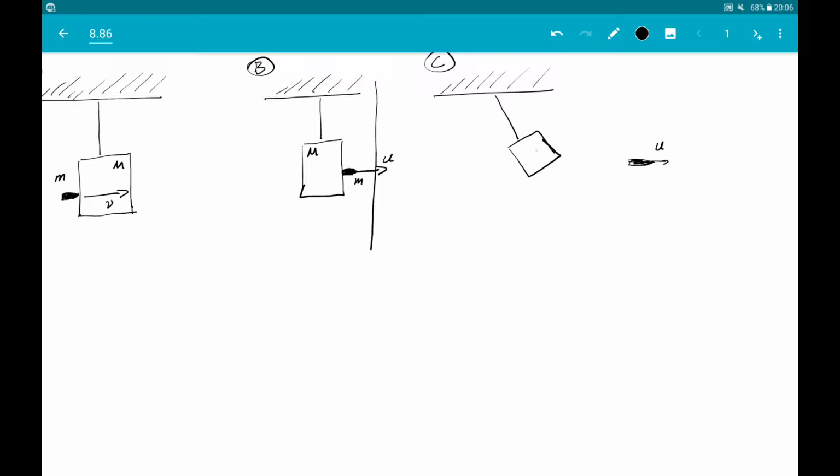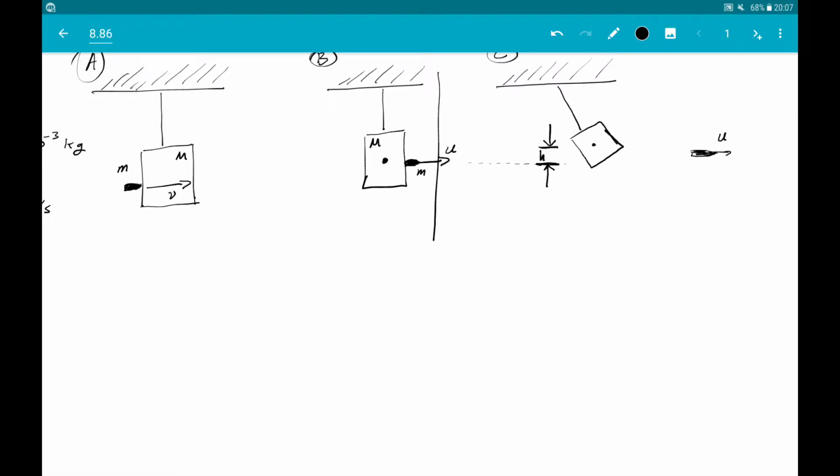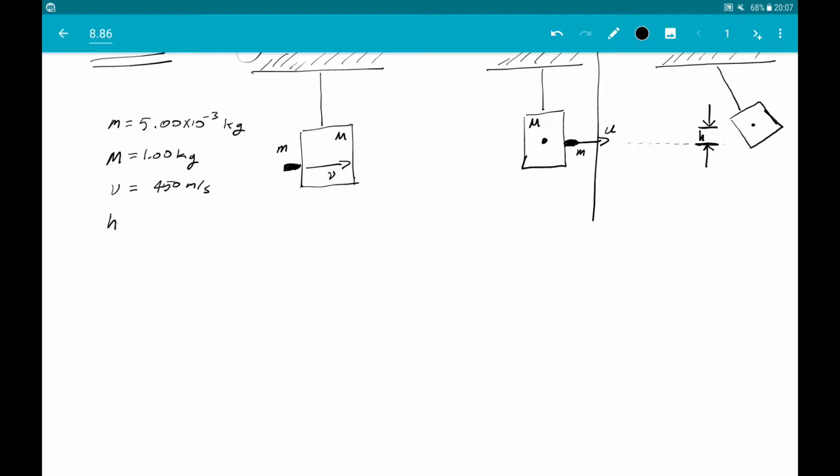Now the block rises in height a little bit. So we'll say that's the center here. The drawing isn't very good. But if I continue that line, this distance h that the block rises up is given. In the problem, it's given as 0.38 centimeters, so that's 0.38 times 10 to the minus 2 meters.